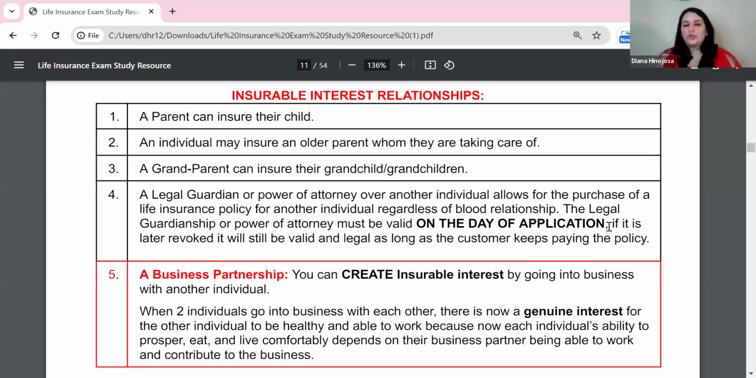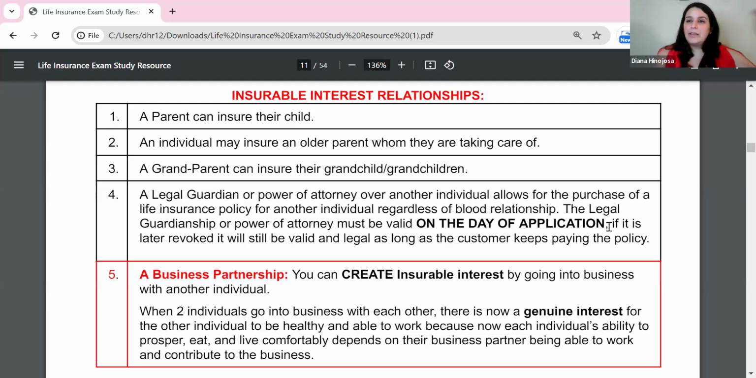She can buy a life insurance policy on me. And there you have it. This would be a loophole to have couples buy policies on each other, guys. If they go into business partnership, they start a business, they can now buy policies on each other.